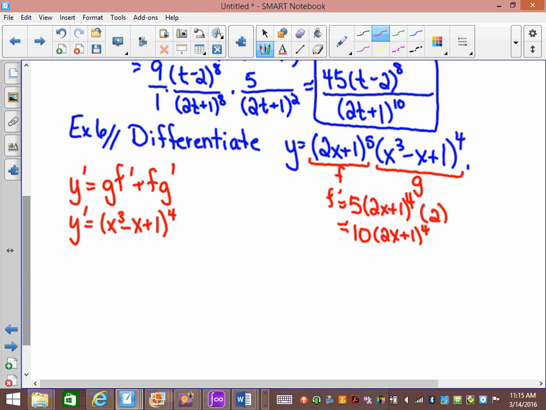So f prime is 10 times (2x plus 1) to the 4, plus f, which is (2x plus 1) to the 5, times the derivative of the inside. You always have to do this: drop it down, rewrite it, and then multiply by the derivative of the inside. That's where that 2 comes from.